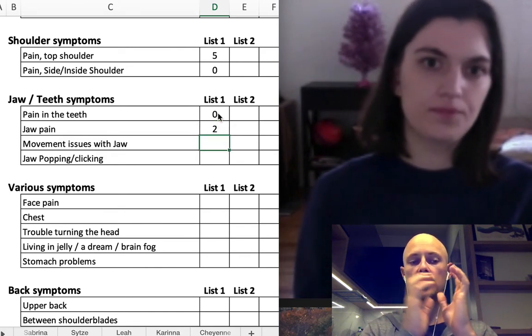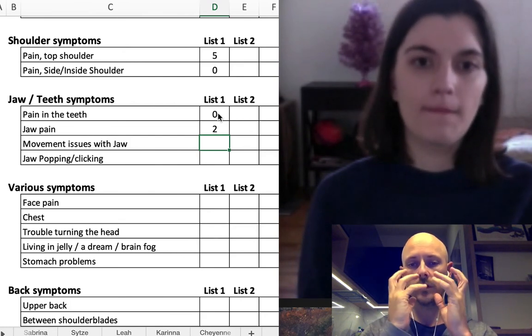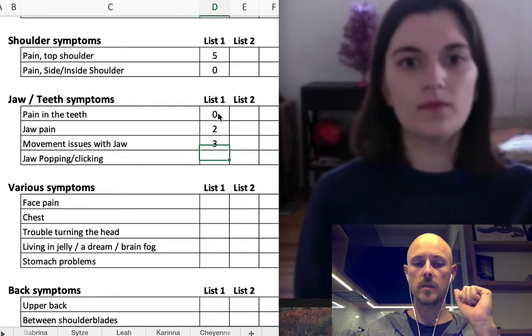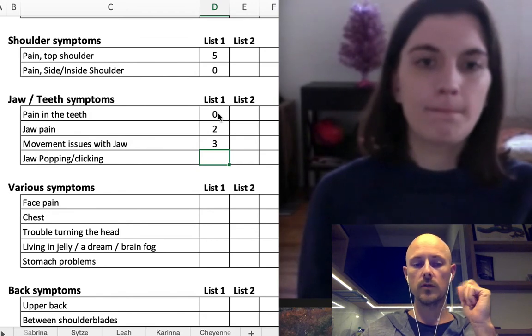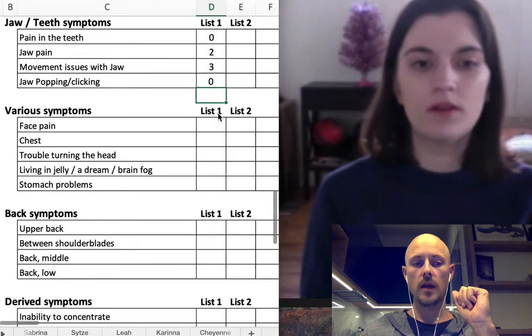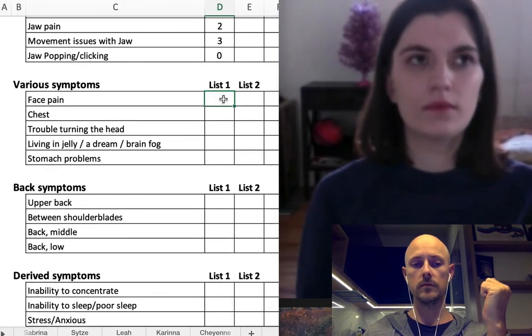And movement issues with the jaw, or mechanical issues. For example, the bite is not properly, or you cannot open, or it moves unevenly. 3. And then we have jaw popping or jaw clicking. 0. And then we have some facial pain. 3.